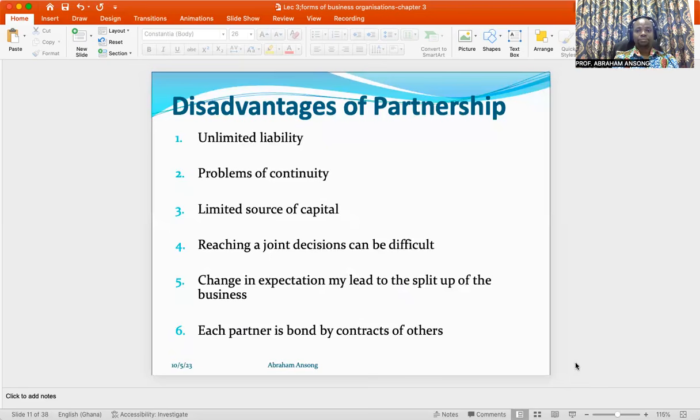Okay. Then the last point is that each partner is bound by contracts of others, and this can be really dangerous, right? Once you are into that partnership business, what it means is that you've almost given your right to your other partners to be able to make decisions on your behalf. Okay, so there is the concept of vicarious liability, where you can still be held liable even though you were not the one that took the decision in the partnership.